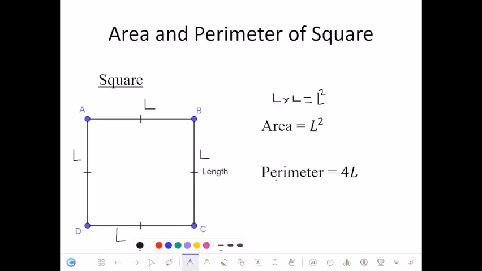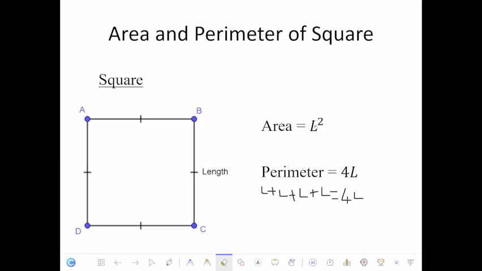So this is area. But perimeter is the total length. You add all the lengths surrounding the shape. There are four lengths surrounding the square and they are all equal. 1, 2, 3, 4. So because there are four lengths, that's why we have 4L. So that is the meaning of perimeter. Take note of this. If we take note of this formula, we can solve any question on area and perimeter of a square.